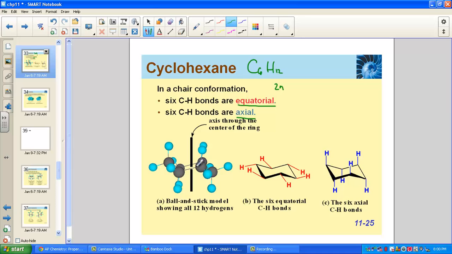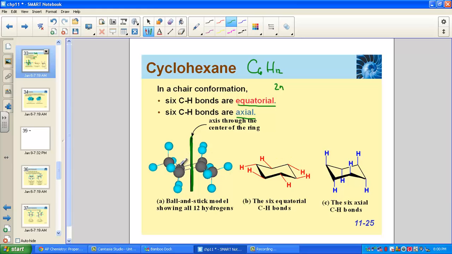Now let's say that again. The equatorial position on a chair conformation, kind of what we're looking at here, those are the hydrogens that extend from the ring roughly perpendicular to the imaginary axis of the ring. If this is the axis of the ring, how it goes through, up and down, through the middle of the cycle, the equatorial lie in the equator. So that word to me means equator.